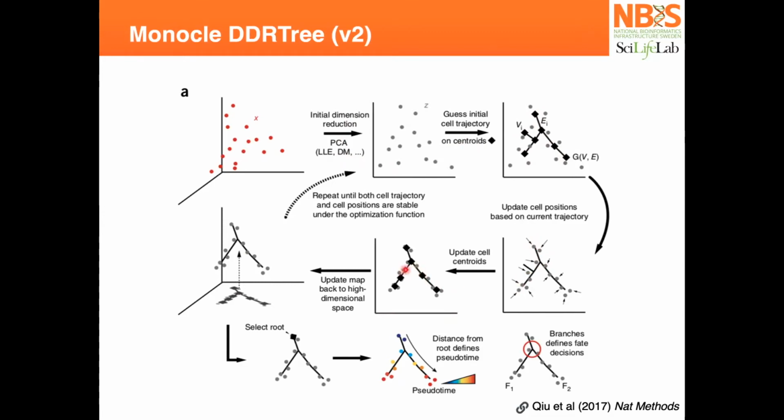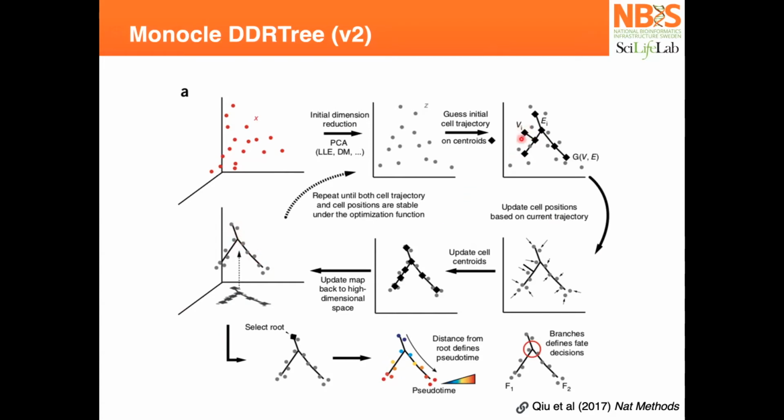And then what you can do is update this trajectory back to your initial dimension and compare. Are the cells that I fit in my trajectory close to my real data? If not, then I need to update the trajectory a little bit so that it fits my data better. So this is an iterative process that happens in Monocle 2, but it's very similar to what we see in other methods as well.